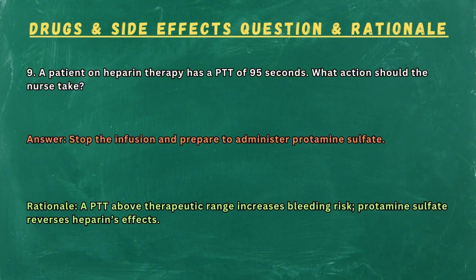9. A patient on heparin therapy has a PTT of 95 seconds. What action should the nurse take? Answer. Stop the infusion and prepare to administer protamine sulfate. Rationale. A PTT above therapeutic range increases bleeding risk. Protamine sulfate reverses heparin's effects.